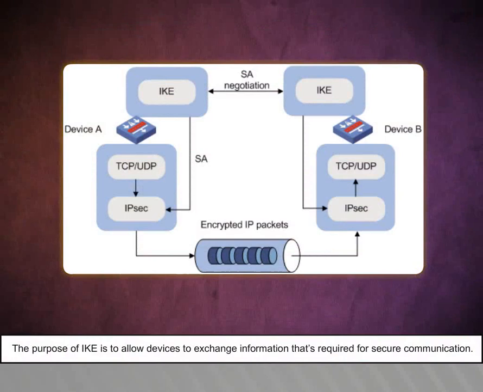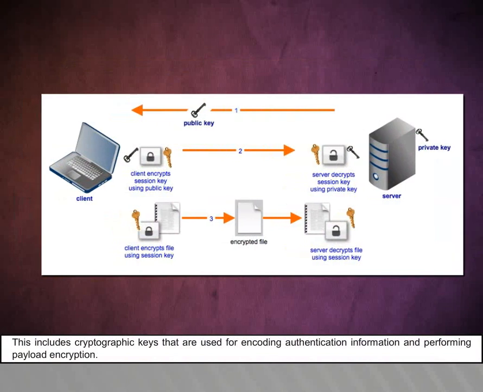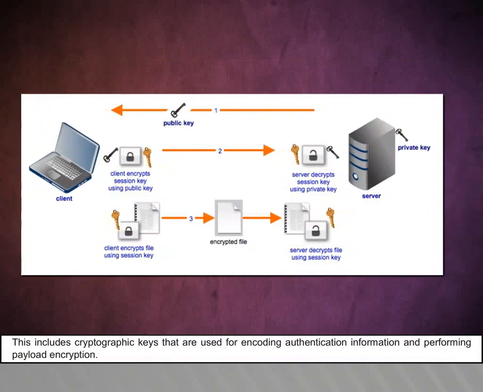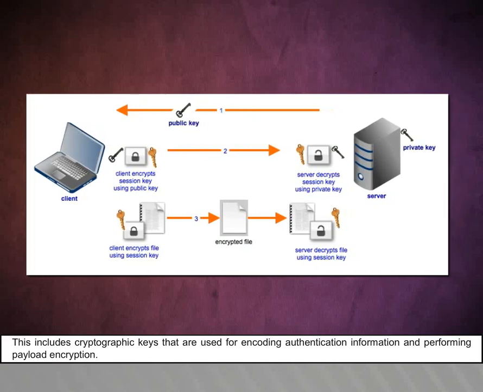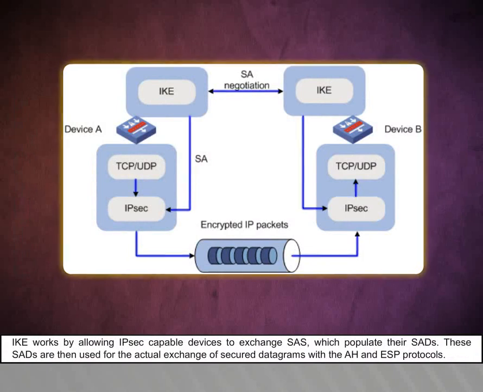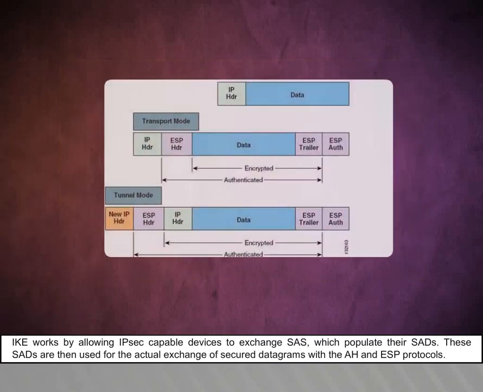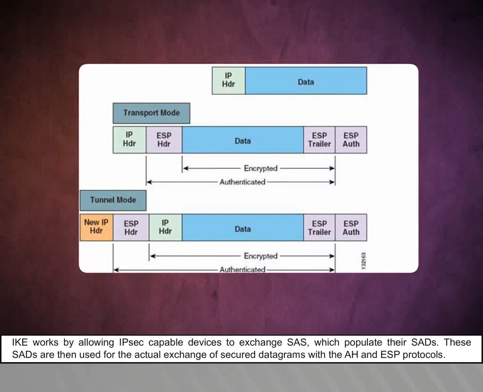The purpose of IKE is to allow devices to exchange information that is required for secured communication. This includes cryptographic keys that are used for encoding authentication information and performing payload encryption. IKE works by allowing IPsec-capable devices to exchange SAs, which populate their SADs. These SADs are then used for the actual exchange of secured datagrams with the AH and ESP protocols.